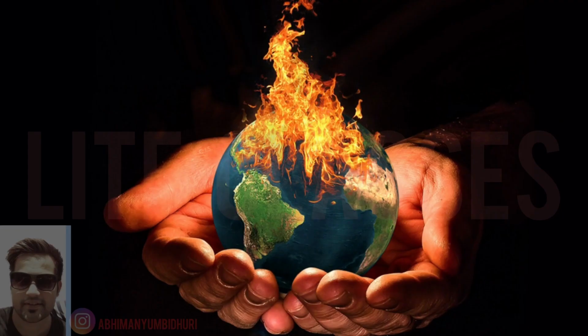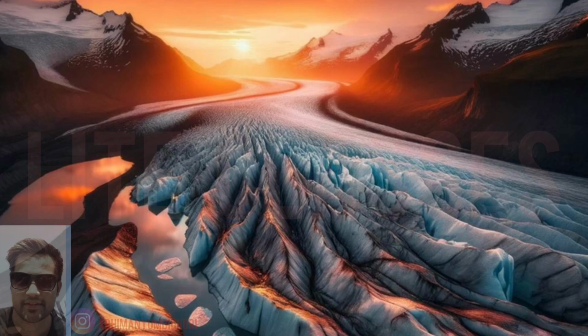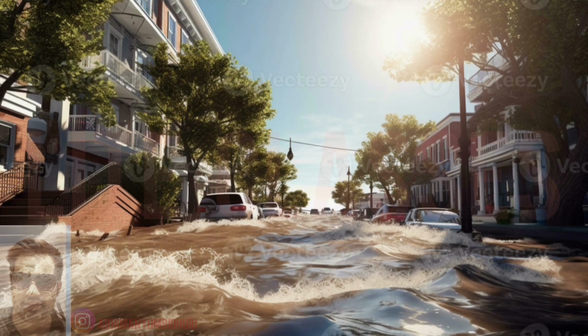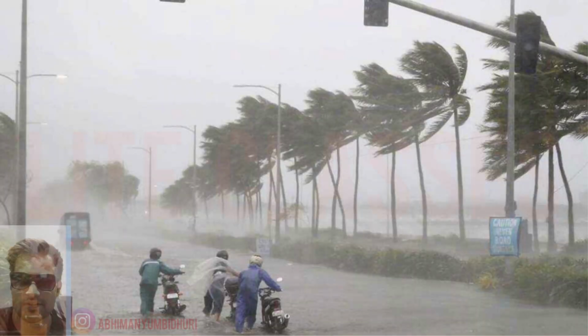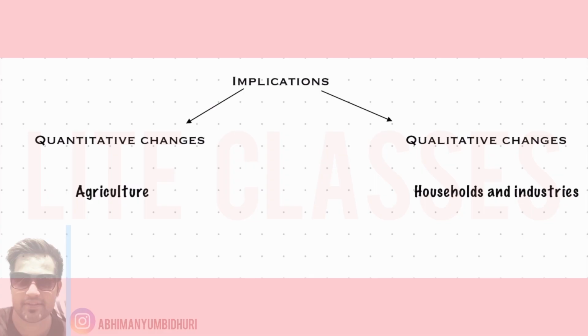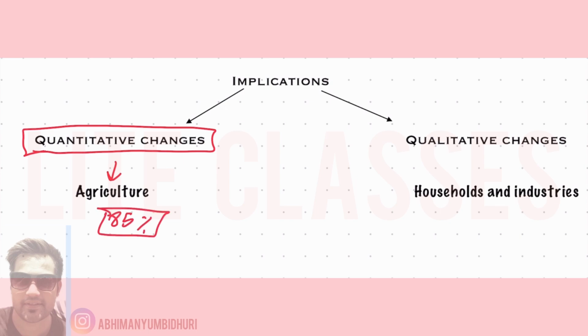With global warming, the glacier ice is melting, leading to increased risk of sea level rise and also more intense and frequent cyclones. Now, these were some of the quantitative changes which have been taking place. The leading cause is agriculture, which is responsible for 85% of total water usage. At the same time, with increasing urbanization and industries, qualitative changes have also been taking place, mainly because of pollution from households and industries, which contribute around 80% of the total pollution.